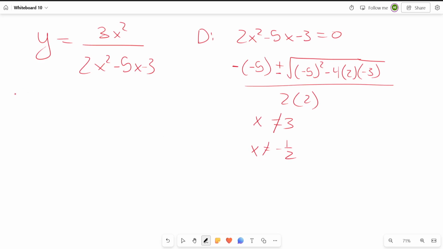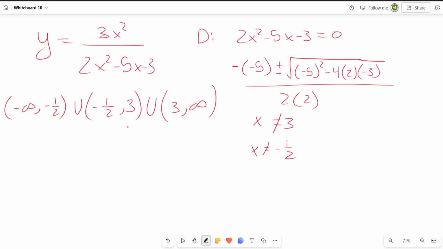So writing it down, it's going to be from negative infinity up to negative half, union with from negative half up to 3. Try to solve this on your own and then watch along. Union with 3 up to infinity. This is my domain.